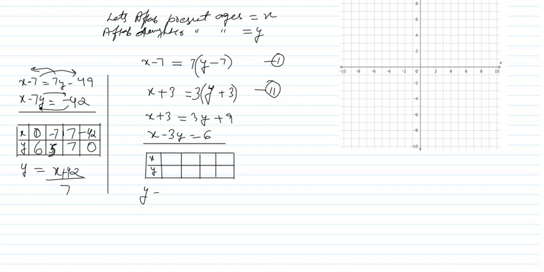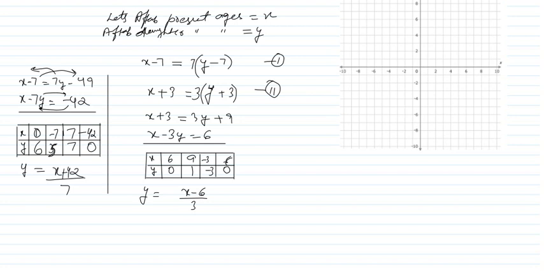For the second equation, y is x minus 6 upon 3. We can choose the value of x as 6, so y will be 0. If we take the value of x as 9, y will be 1. If we take x as minus 3, then y will be minus 3, and if we take y as 0, then x will be 6.